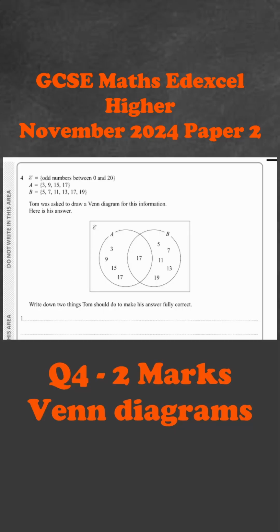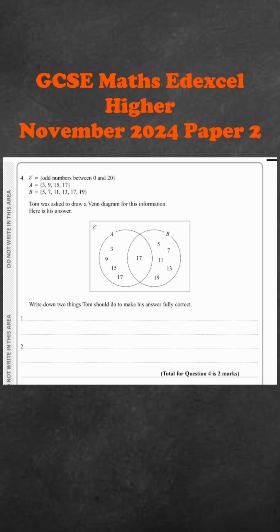Question number 4. Tom was asked to draw a Venn diagram for the information given above here. Here is his answer. Write down 2 things Tom should do to make his answer fully correct. Well, the complete set is all the odd numbers between 0 and 20, and immediately I can see that the number 1 is missing from his diagram. So he needs to include 1, and it should be in the outside region of the Venn diagram, as in this rectangle here, because it's not in A and it's not in B, but it is in the set.